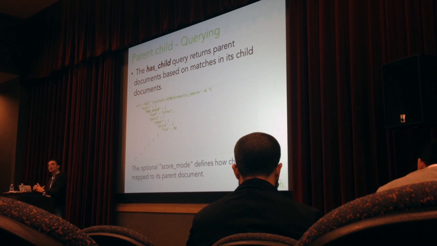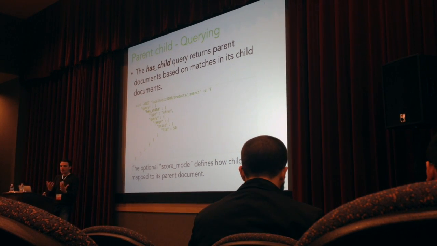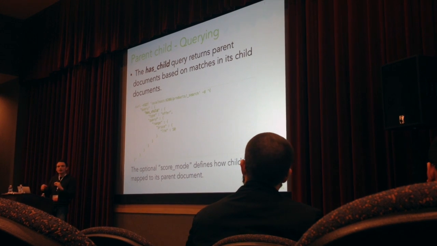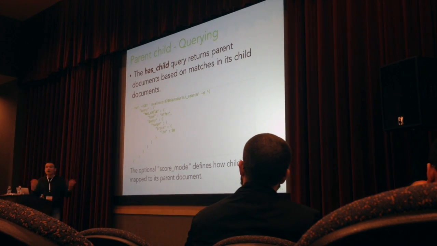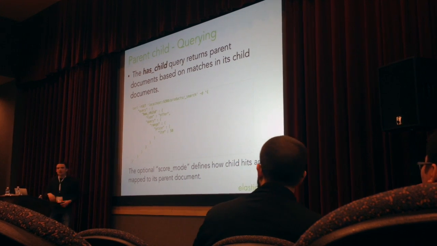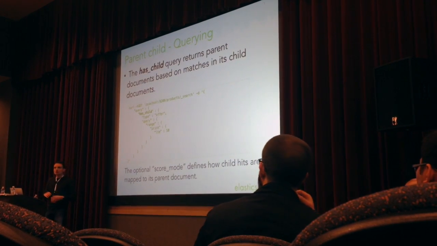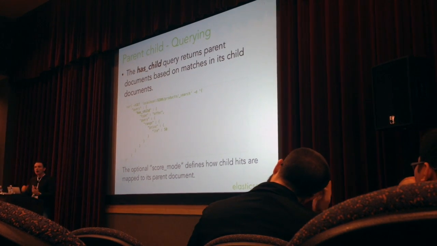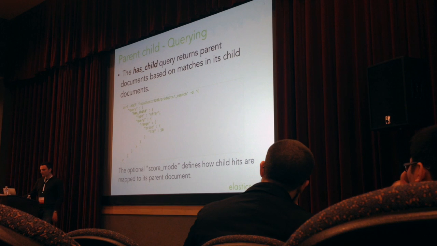So this query returns price matches based on the hits you have on the offers. Because multiple offers can match for a single parent, and that single parent is a single hit, you need to define how you want to accumulate the scores from the child level to the parent level. You don't have to specify it, you can ignore it obviously, but you can specify it. So should it just sum up the score, should it be an average, should it take the lowest or the highest score? So that's something you define.